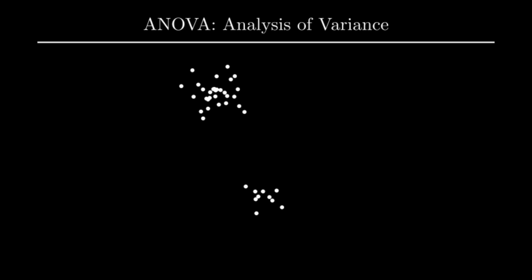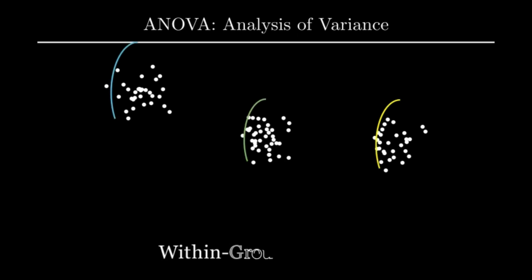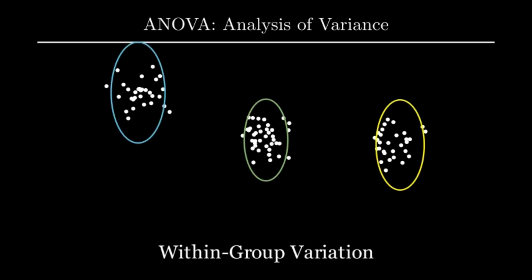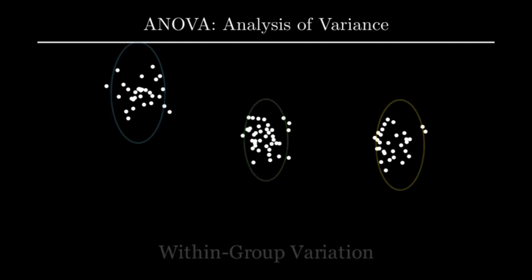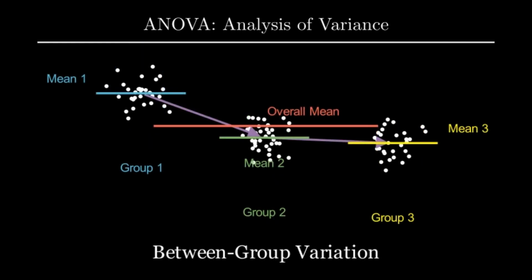Think of it like this. First, we look at how spread out the data is inside each of these individual groups. This is the within-group variation. Then, we look at how much the averages of these groups differ from each other. This is the between-group variation. If the variation between the groups is much larger than the variation within the groups, we can be more confident that the differences we're seeing are real.